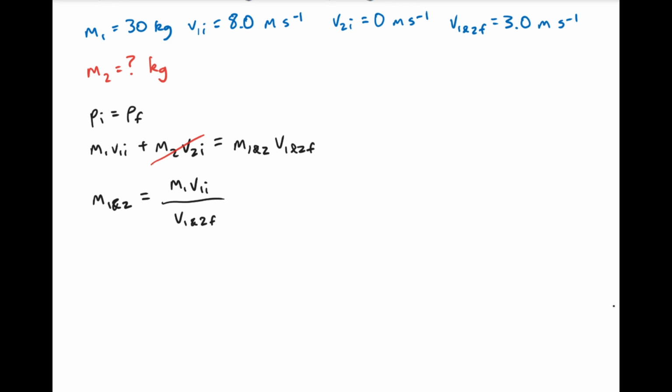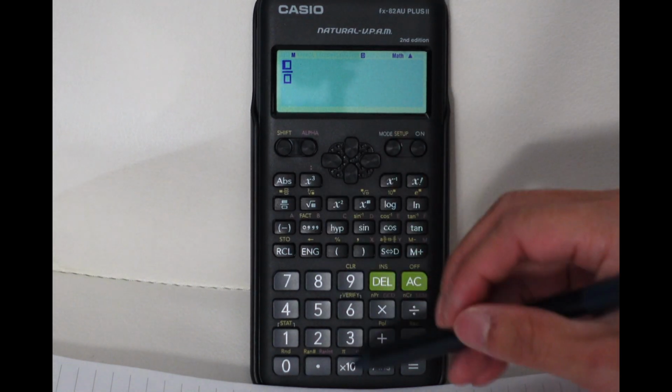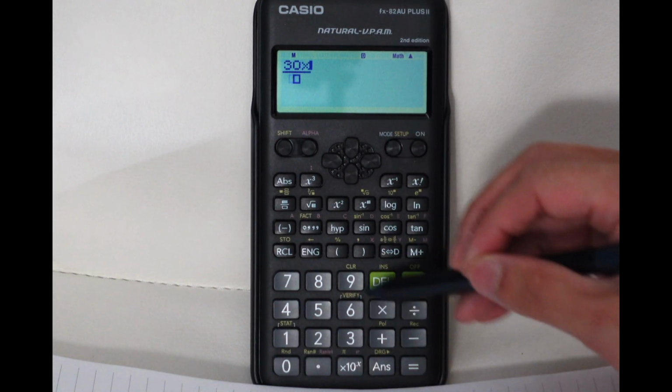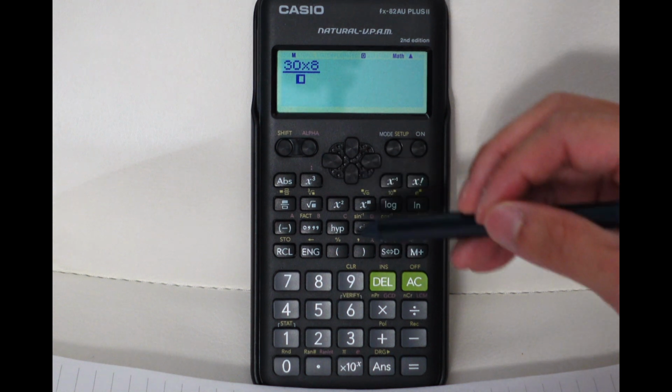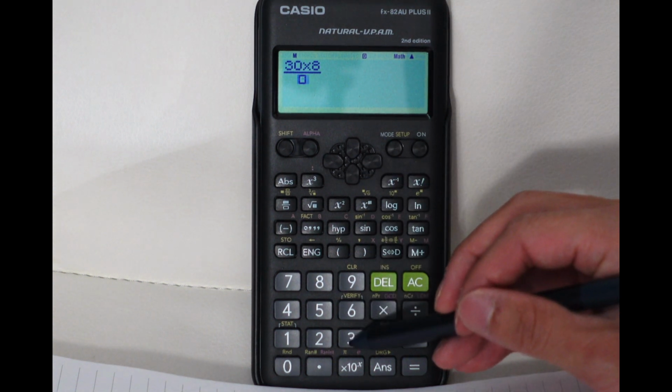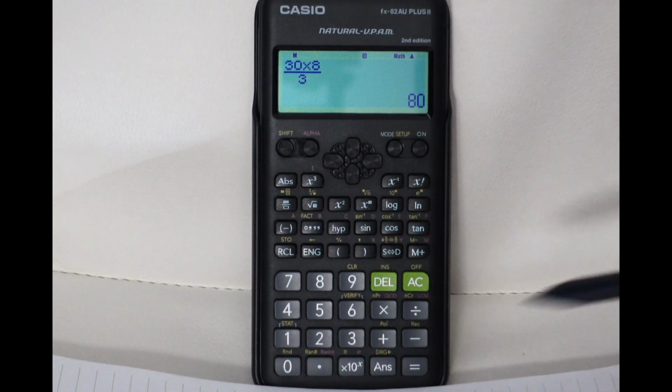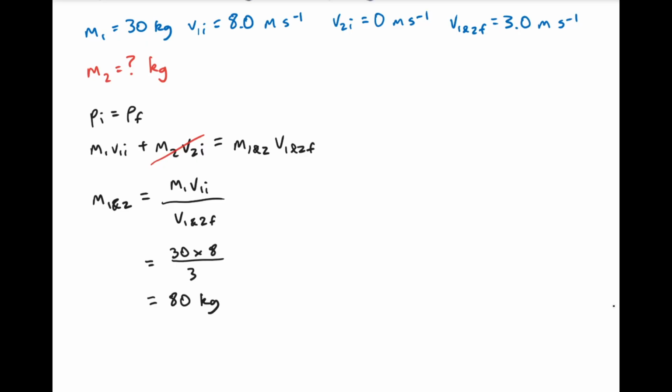Let's put the numbers in. So 30 times 8 over 3. If we put this into the calculator, fraction button, then 30 times 8, arrow down, then 3, we get an answer of 80 kilograms. Now that we have the mass of the boy and the girl combined, we can subtract the boy's mass from the total mass to find the girl's mass. 80 minus 30 is equal to 50 kilograms, and that is our answer.